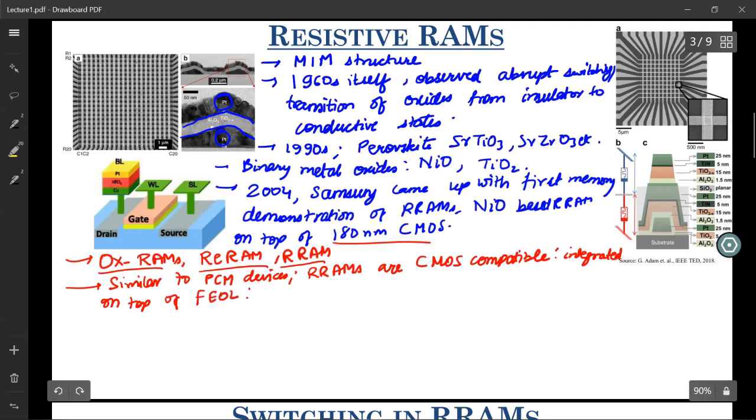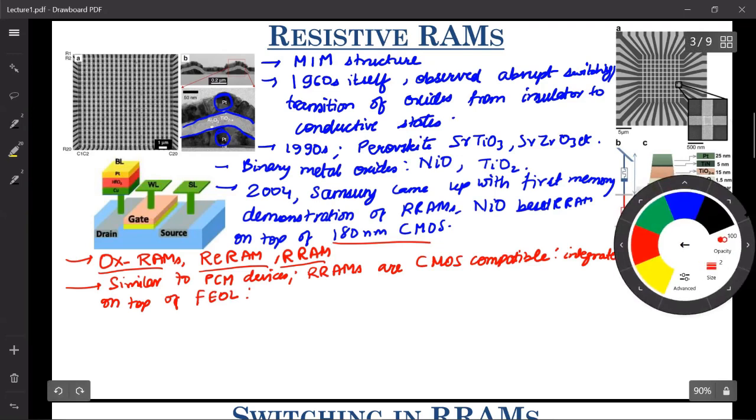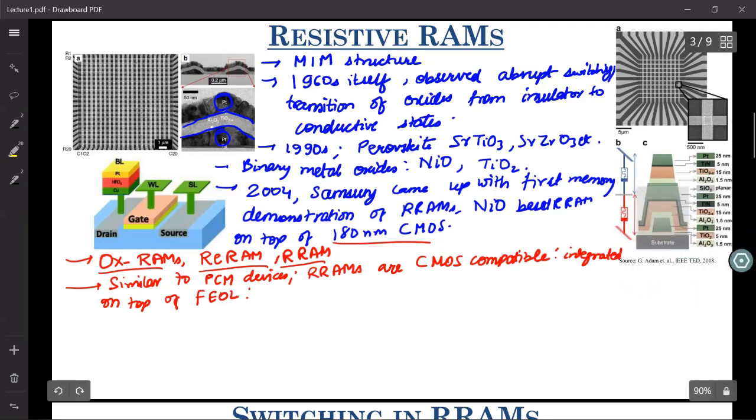Now there can be different ways of integrating it on top of transistors, and that kind of configuration is called a 1T1R configuration, one transistor, one resistor configuration, which is shown over here. Here you have a MIM structure, which is an RRAM integrated on top of the drain of a MOSFET. So this is called one transistor, one resistive configuration. This is one way in which it can be integrated.